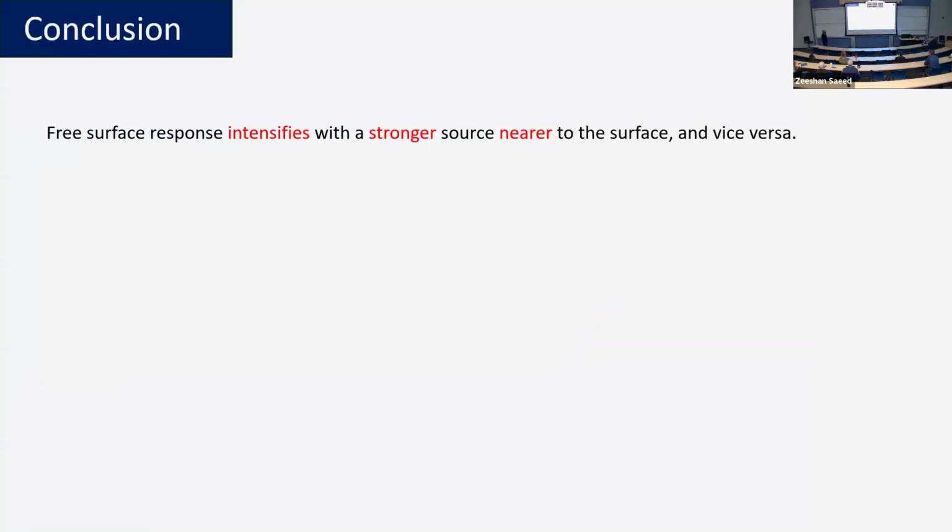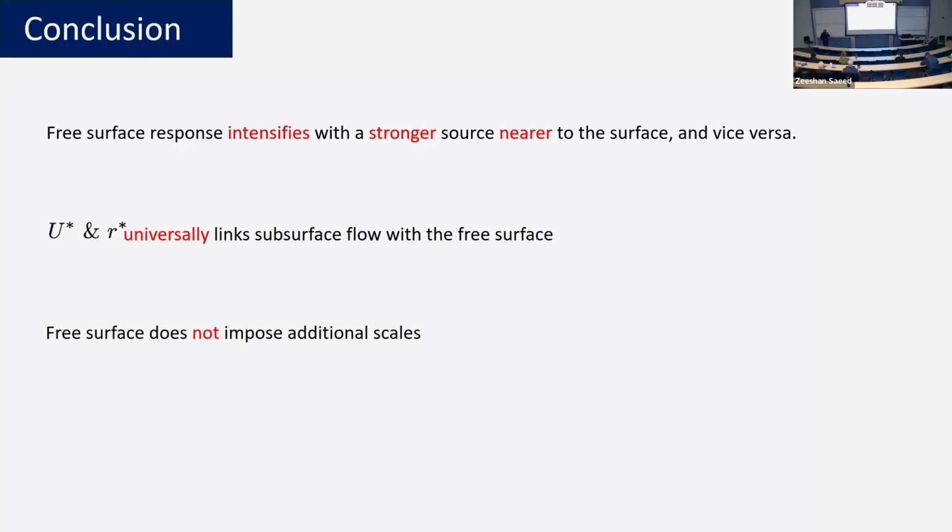Okay, so conclusions. Free surface response intensifies with a stronger source which is nearer to the surface, and vice versa. The characteristic length scales that are identified universally link the free surface flow with the subsurface flow, however you want to put it. The free surface does not impose additional scales. It's working with a self-similar structure of the jet that I didn't really have the time to go through, but that's essentially what I mean. And these length scales objectively measure the momentum flux of the jet.